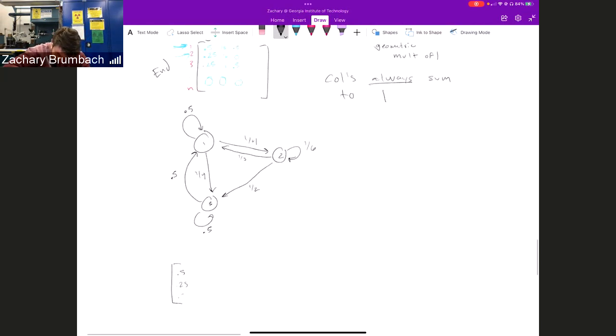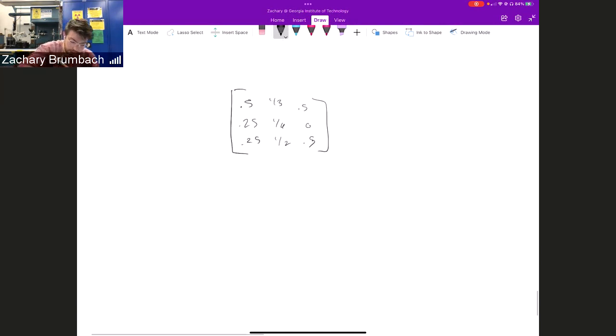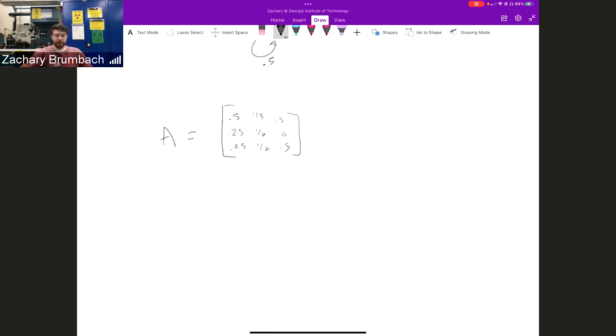0.5, 0.25, 0.25, 1/3, 1/6, 1/2, 0.5, 0.5. Let's say I give you A equals this. A is a stochastic matrix equal to this matrix, and I say, with the initial placement of people being 100, 0, and 50.